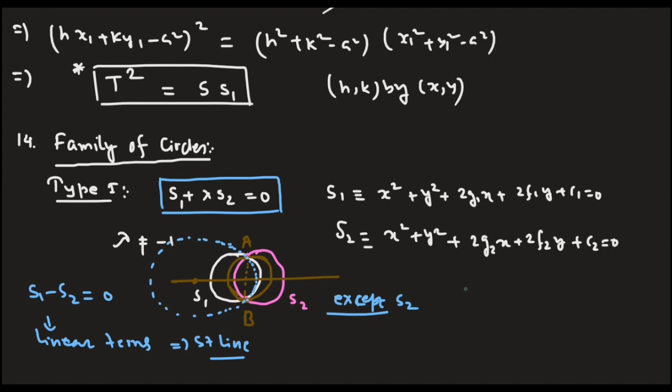So is there any way so that we can also find S2? So one way is there. If you write here lambda S1 plus mu S2 equal to 0, then if lambda is 0, you get S2 equal to 0. So in this more general way, if you express the equation in this format, then the member S2 can also be included in the set. So type 1 is the family of circles passing through the point of intersection of two circles.